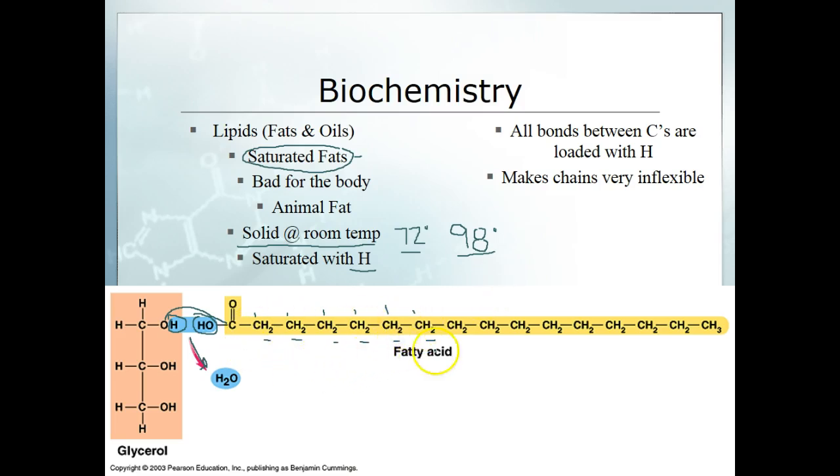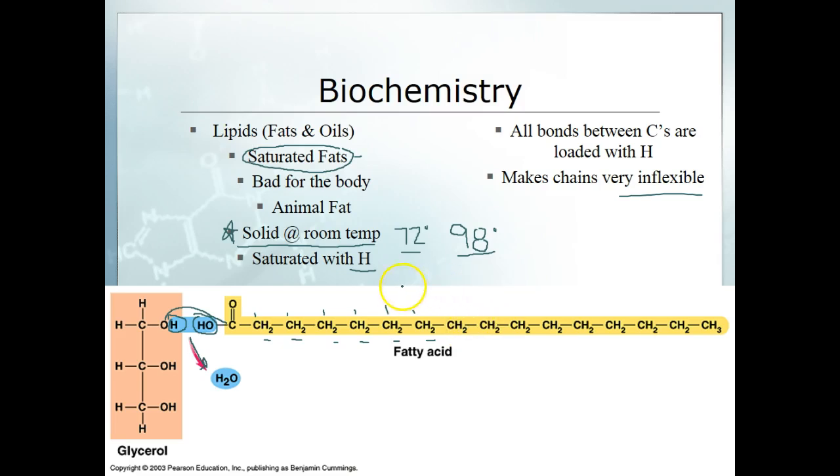And so when the carbons are completely loaded with H, they are said to be very inflexible. This chain is very rigid. You can't flex this chain. It's not bendable. It's not pliable. And if it's rigid, which it is, that's why it leads to a solid structure, right? Something that's not very rigid or very pliable is going to remain solid.